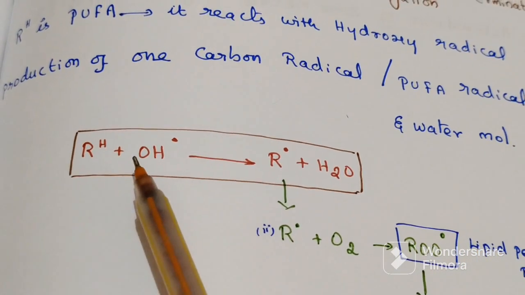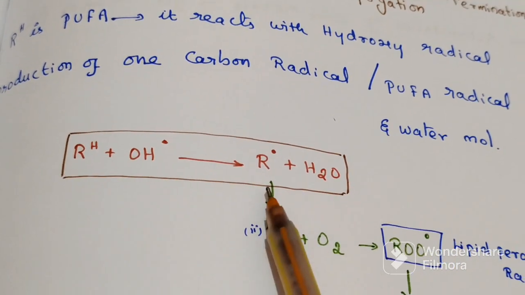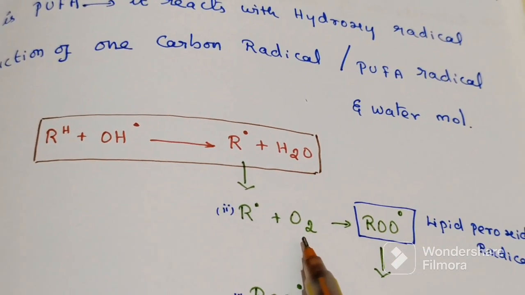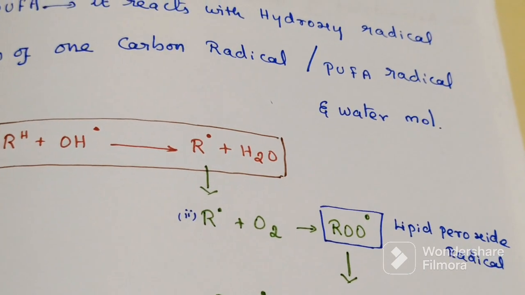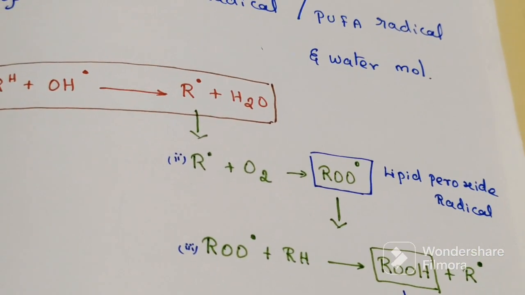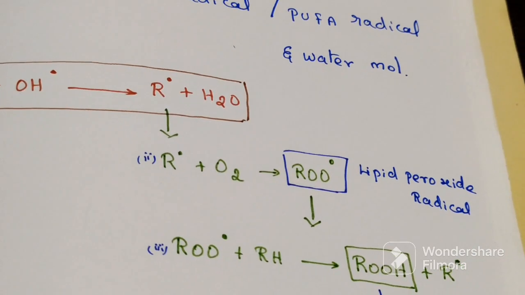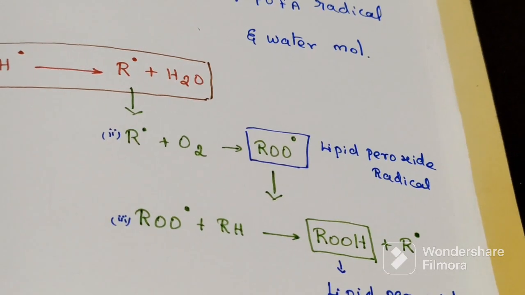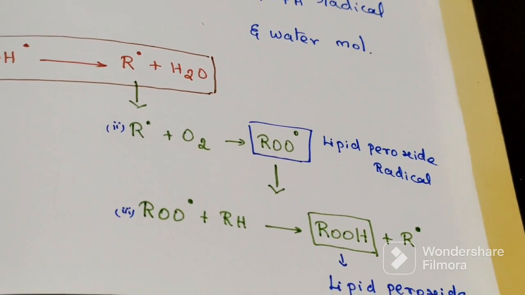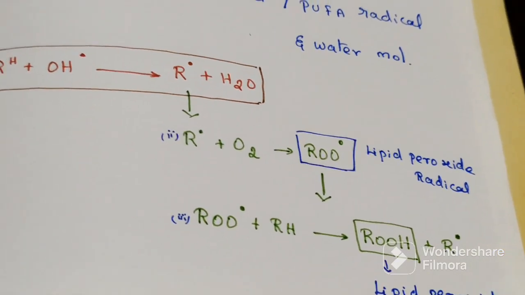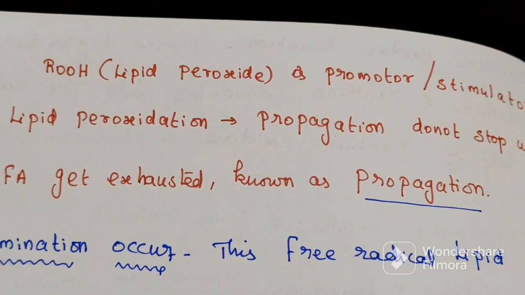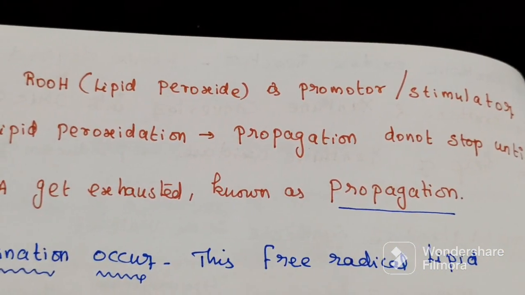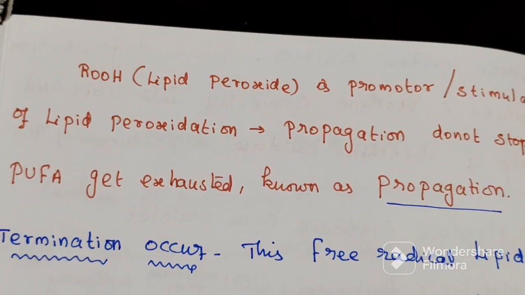So this RH combines with hydroxy radical to form a carbon radical. This carbon radical binds with oxygen in aerobic condition to form lipid peroxide radical. Then this lipid peroxide radical combines with another PUFA to form lipid peroxide. This ROOH, lipid peroxide, is the important promoter or stimulator of lipid peroxidation.